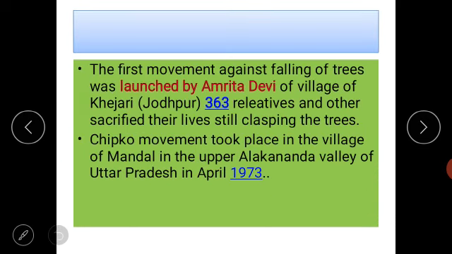The people involved in the Chipko movement, let me tell you something about them. The first movement against felling of trees was launched by Amrita Devi of village Khejri. It is in Jodhpur. Who launched the Chipko movement? It is Amrita Devi. 363 relatives and others sacrificed their lives still clasping the trees. The Chipko movement took place in the village of Mandal in the Upper Alaknanda Valley of Uttar Pradesh, in April 1973.